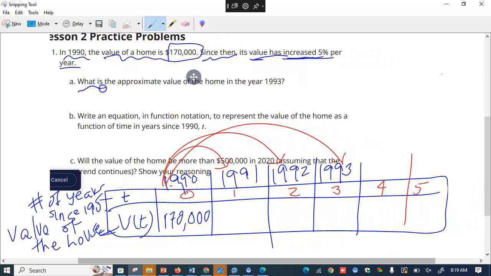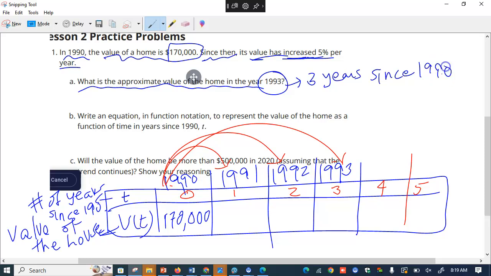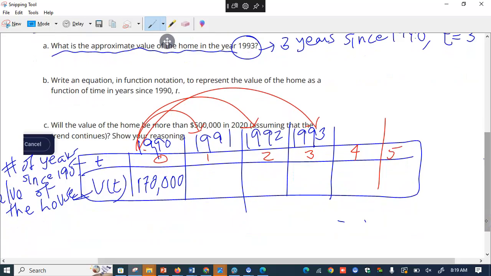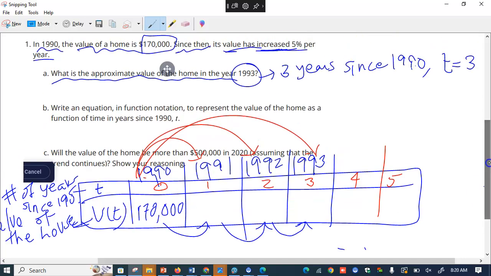So the question was, what is the approximate value of the home in 1993? What does 1993 basically mean? It means 3 years since 1990, right? So your T here is 3. What that means is, what is it that multiplies each time? What is the growth factor? Because the home value is growing, we need to know what the growth factor is.